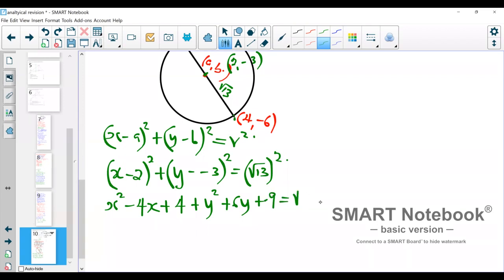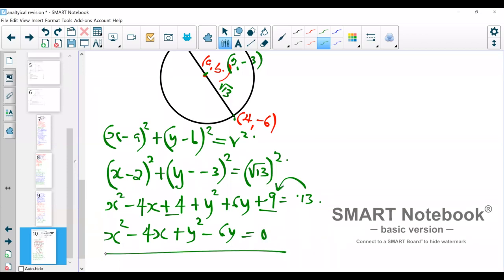Root 13. Am I right there? Because my R is root 13, and if I square root 13, I should have 13. Everybody okay? So what do we have? X squared minus 4X plus Y squared minus 6Y. What is 4 plus 9? 4 plus 9 is 13. And if I bring this 13 over, it becomes negative. And that is your 3 marks there, guys.